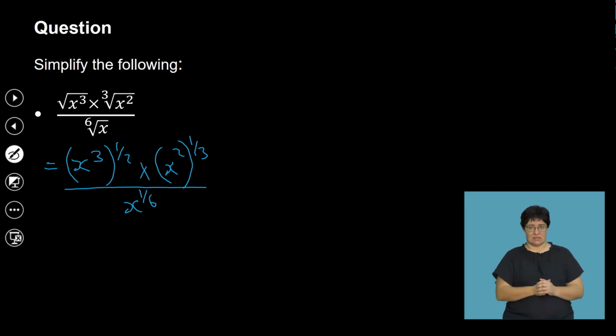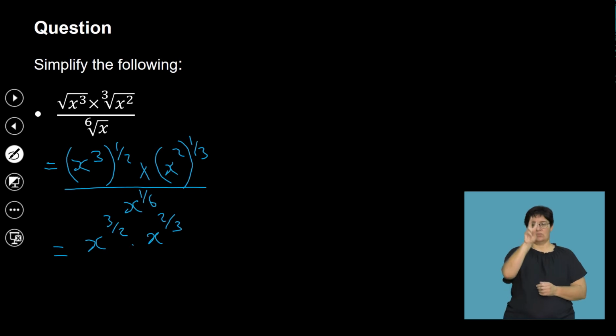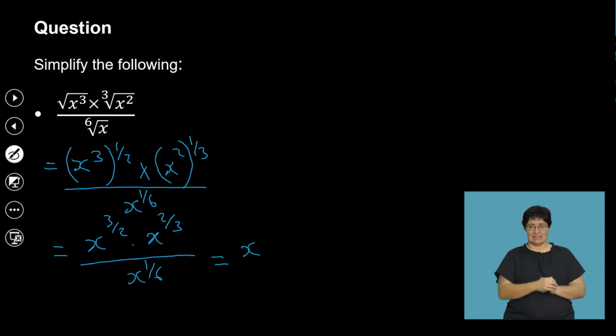And then I'm sure from here you can see what's happening. You just apply your laws of exponents. Firstly, distribute the exponents and then apply the multiplication and division laws. So this becomes 3 over 2 multiplied by 2 over 3 divided by x to the exponent of 1 over 6. And then lastly, this will be x to the exponent of 3 over 2 plus 2 over 3 minus 1 over 6. And then you can always find what that answer is, right?